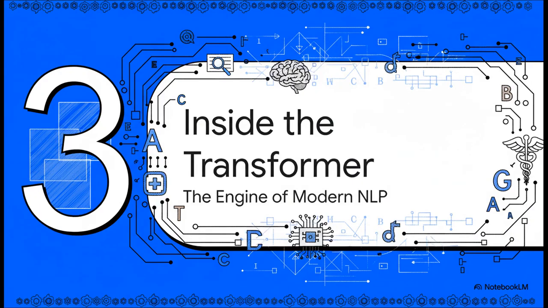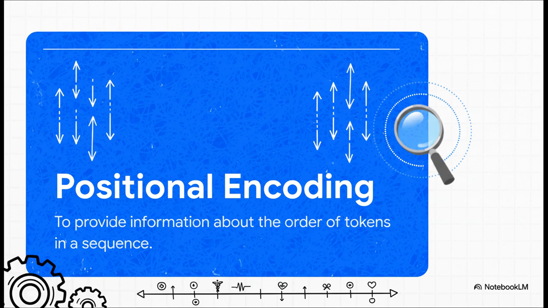Okay, so now we have a way to represent words as these dense, meaningful vectors. So what's next? Well, now we need to look at the architecture that completely changed the game for how computers understand them, the transformer. So here's a wild thing about transformers. They process all the words in a sentence at the exact same time in parallel. This makes them incredibly fast, but it creates a new problem. The model has no idea what the word order is.